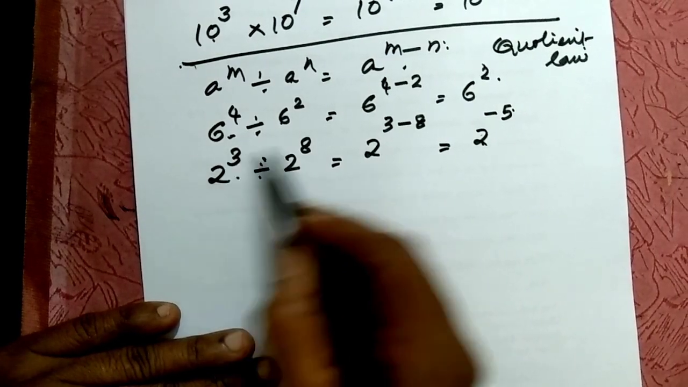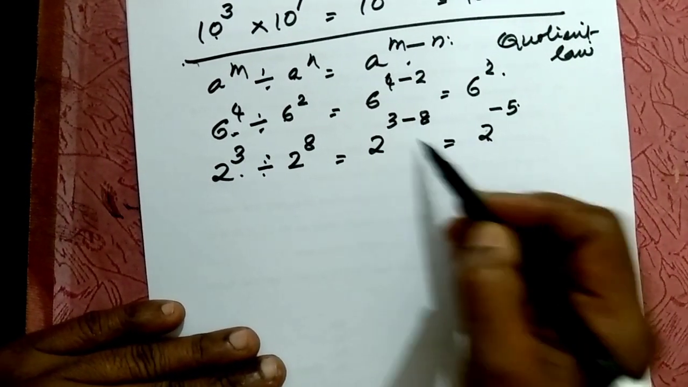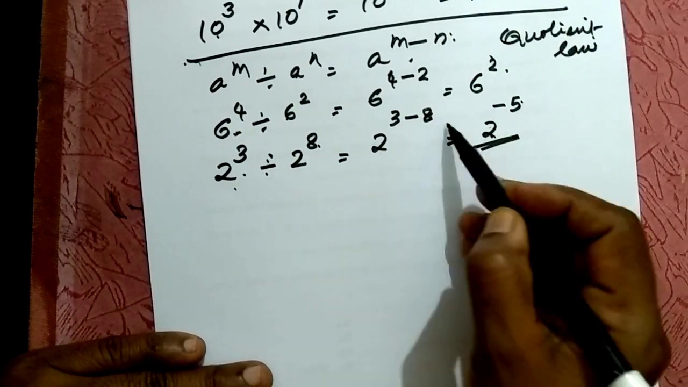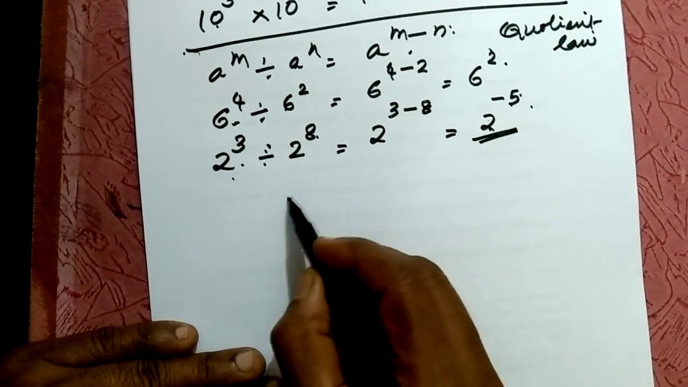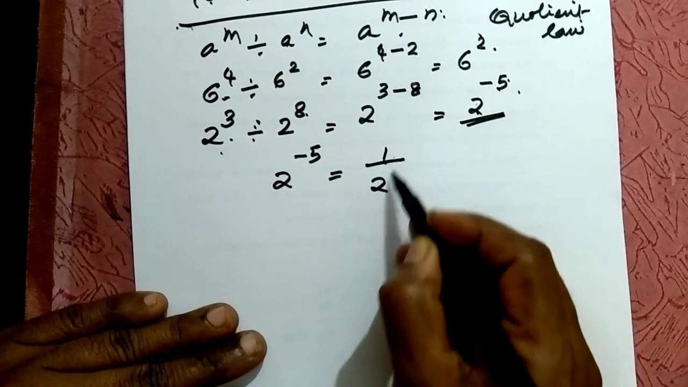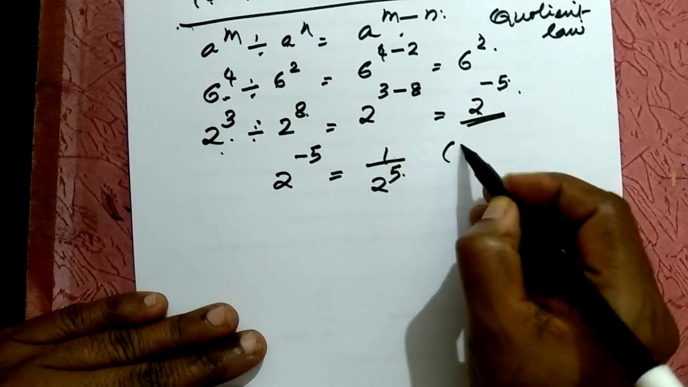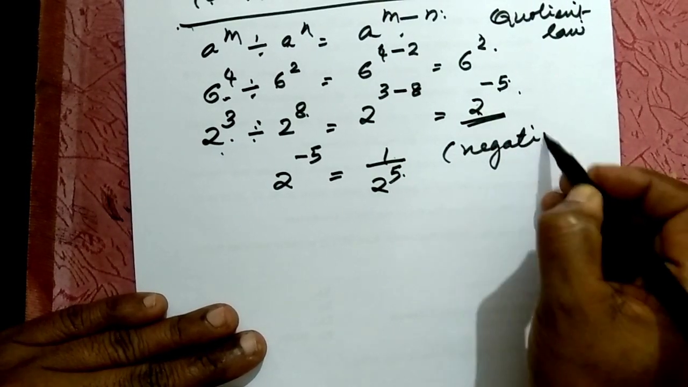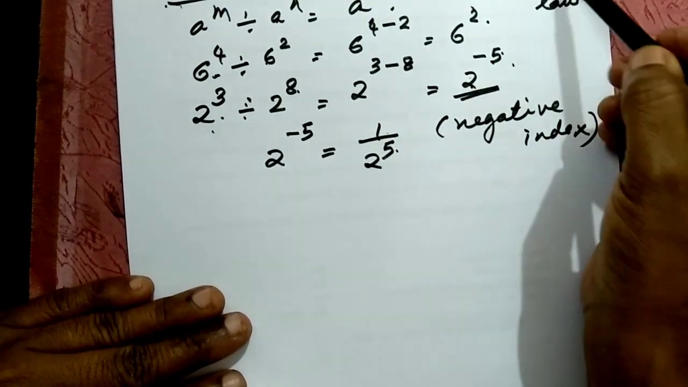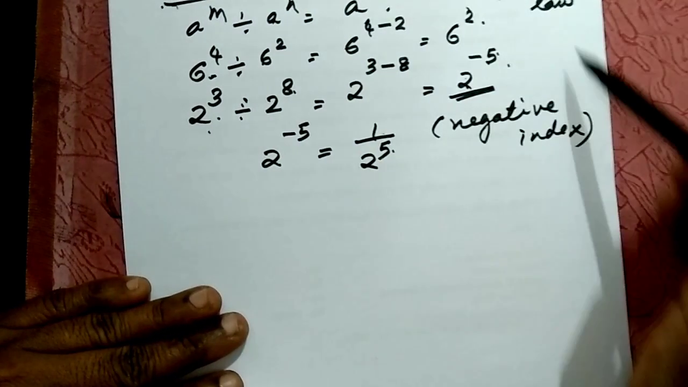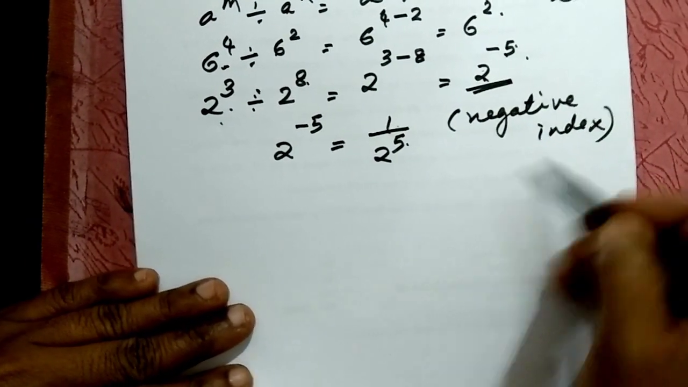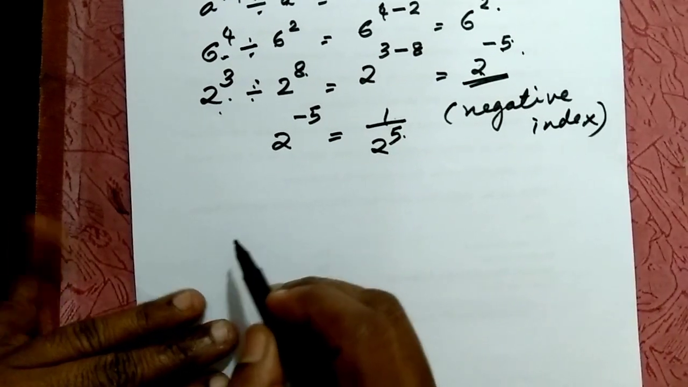Here when we applied this quotient law to 2 raised to 3 divided by 2 raised to 8, we got 2 raised to 3 minus 8, that is 2 raised to minus 5. Then what is 2 raised to minus 5? 2 raised to minus 5 is equal to 1 by 2 raised to 5. This is negative index, which we have learned. So when we do these problems, we have to apply the different laws. That is why you should be very thorough with the different laws we have learned.